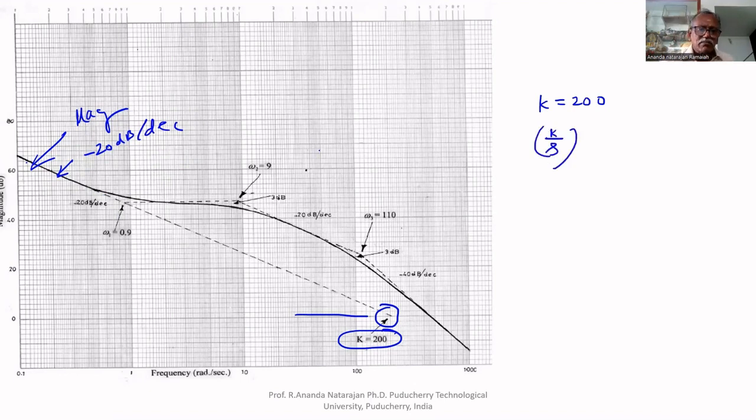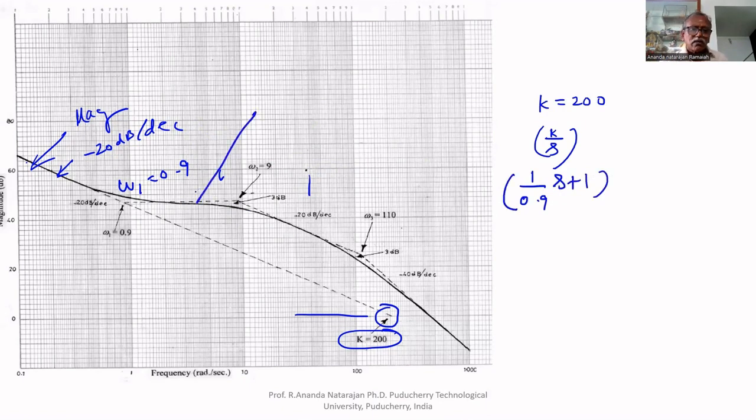The next one is it becomes horizontal. The corner frequency omega 1 equal to 0.9. The slope becomes minus 20 to 0. Therefore, numerator factor. Omega 1 equal to 0.9 means (1 by 0.9 s plus 1). Why numerator factor? Minus 20 becomes 0. This becomes 0 dB per decade. This is the first factor, second factor, numerator factor.